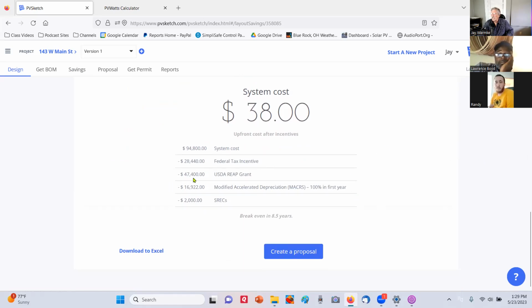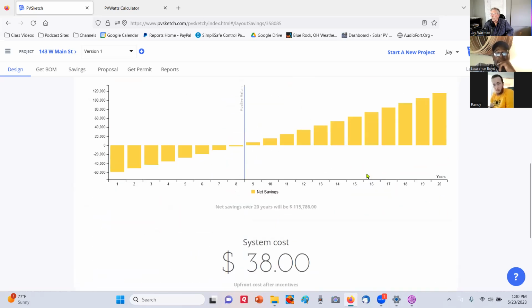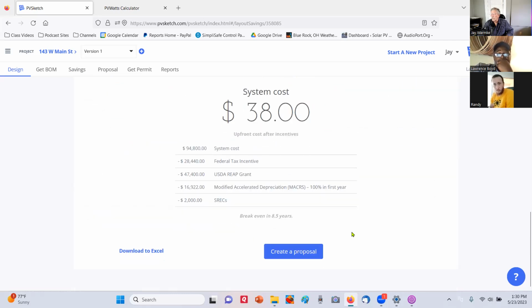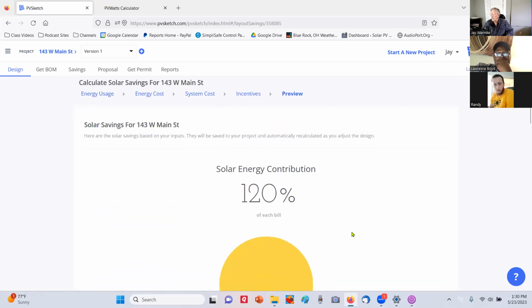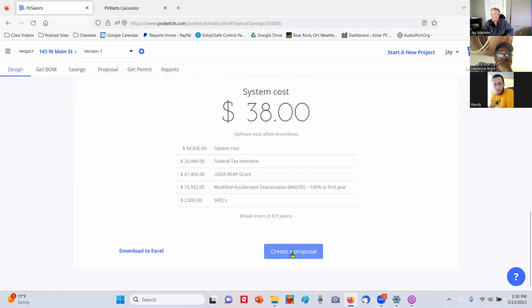Now this is not exactly 100% because you also have to factor in the fact that this grant is taxable income, so you'd have to pay tax on that $47,000. So in the newer system, we add that back in. So you end up with some out-of-pocket cost. But once you say, okay, let's create a proposal, the system will automatically generate a proposal that you can look at, and it should pop in.